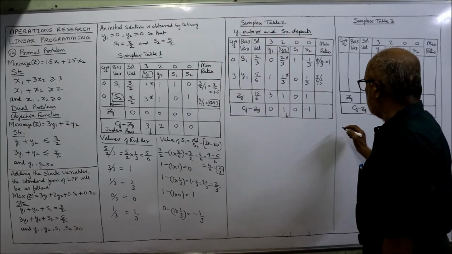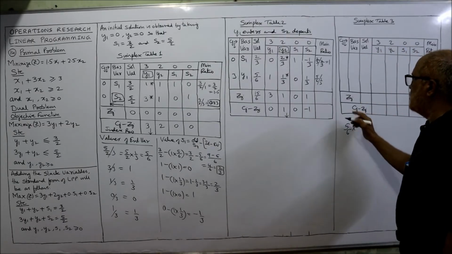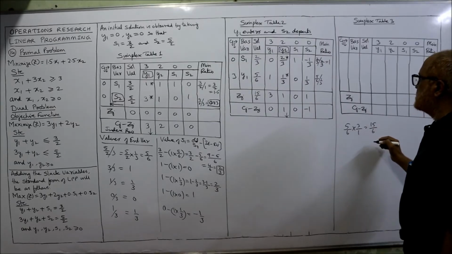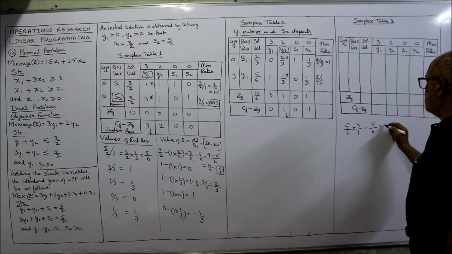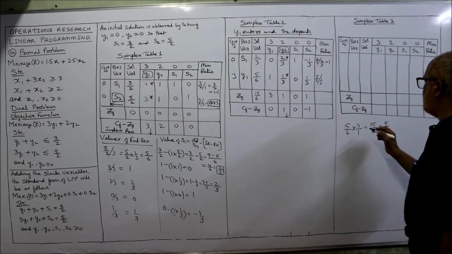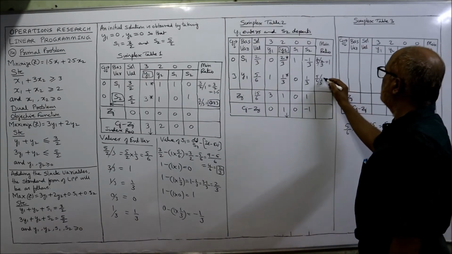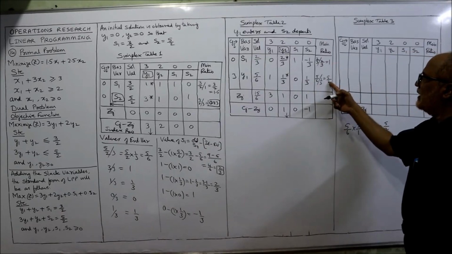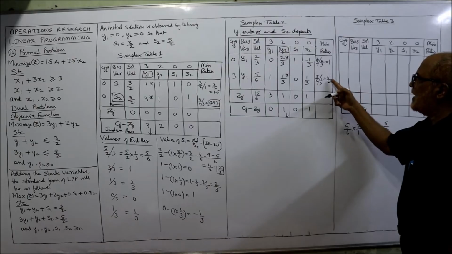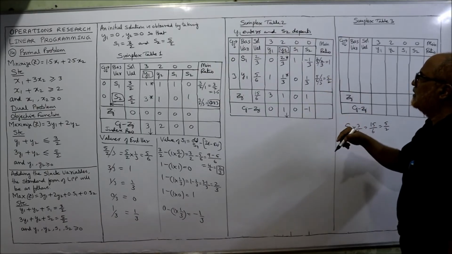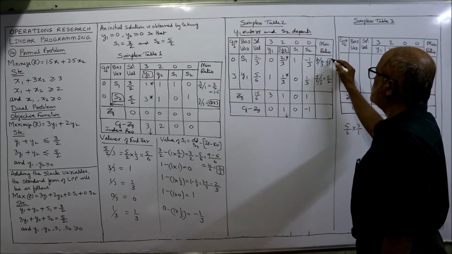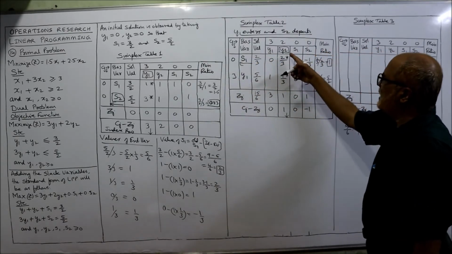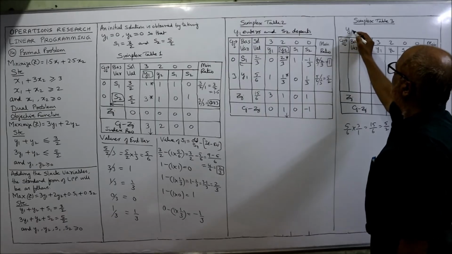So we can write like this. 5 by 6 into 3 by 1. 5 3s are 15 by 6. Or we can say 3 5s are 15, 3 2s are 6, 5 by 2. So minimum 1 or 5 by 2, whichever is less. 1 is less because 5 by 2 is nothing but 2.5. So this is 1. So 1 is lower. So S1 will depart.